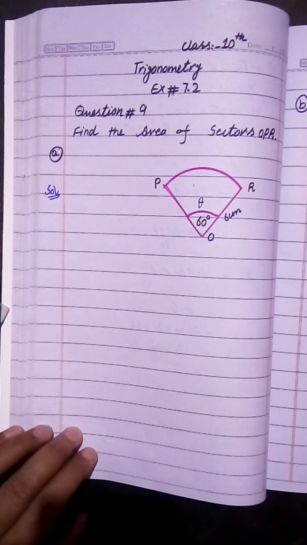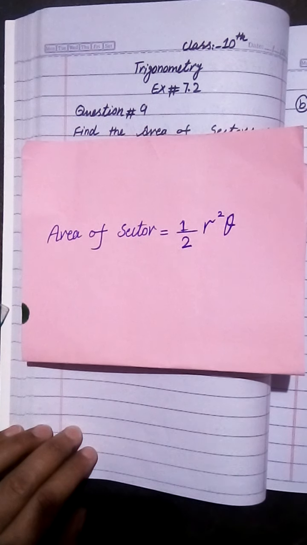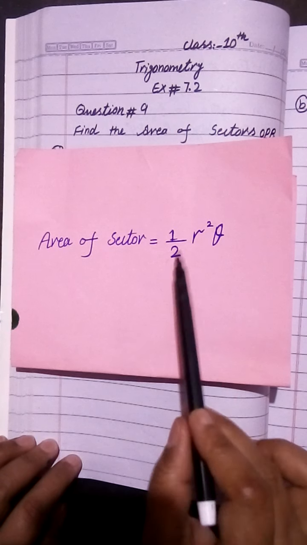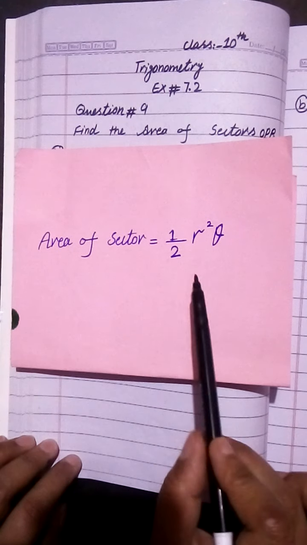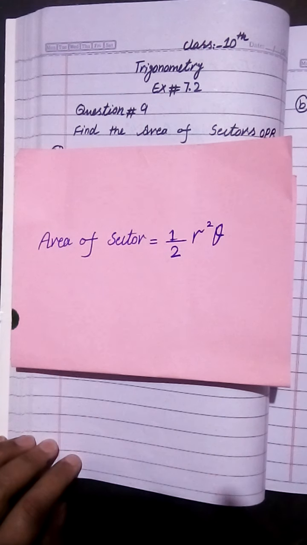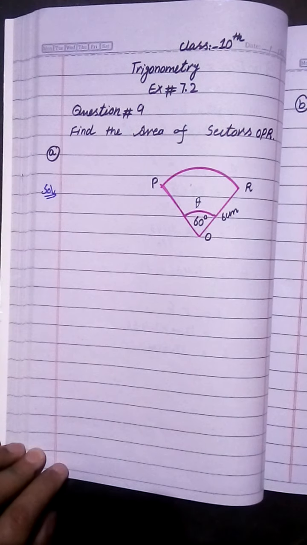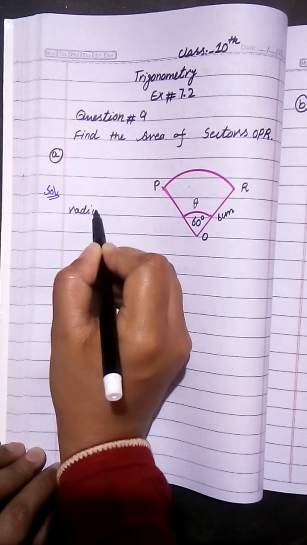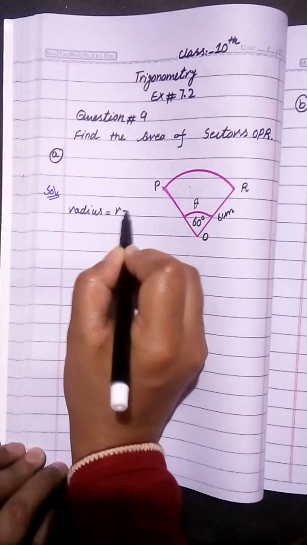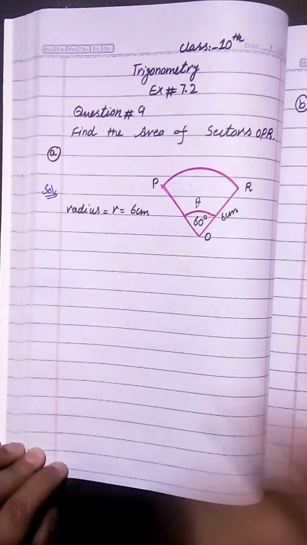So first of all we will discuss its formula. That is the formula of area of sector, equals 1 by 2 radius square theta. So we have to apply this formula on the question. First of all you have to write the information which is given here. Radius is mentioned here. Radius, R, equals 6 centimeter.